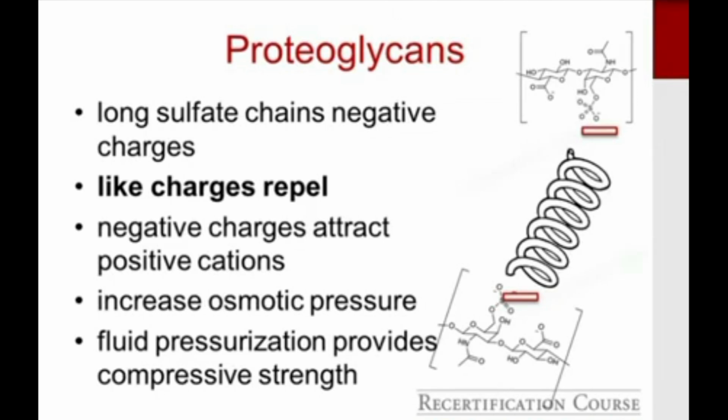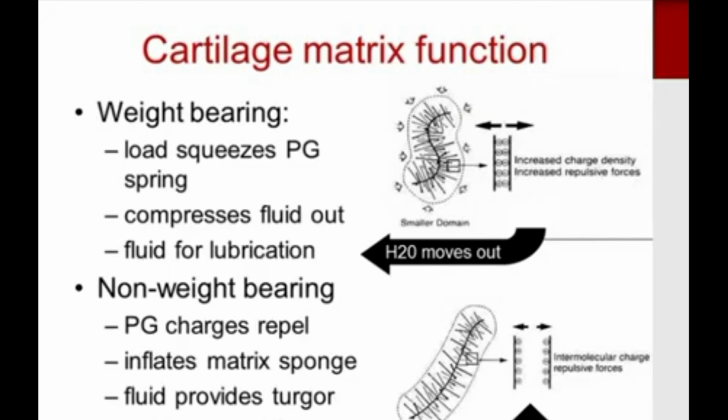The negative charges also attract positive cations, increase osmotic pressure, and fluid pressurization helps to provide compressive strength in cartilage. So with weight bearing, the load will squeeze the proteoglycan spring. This will compress the fluid out. This also provides a thin layer of fluid on the surface of the cartilage for lubrication of the joint. With non-weight bearing, the proteoglycan's charges repel each other. It inflates the matrix sponge. The fluid which comes in provides turgor and also nourishes the cartilage.